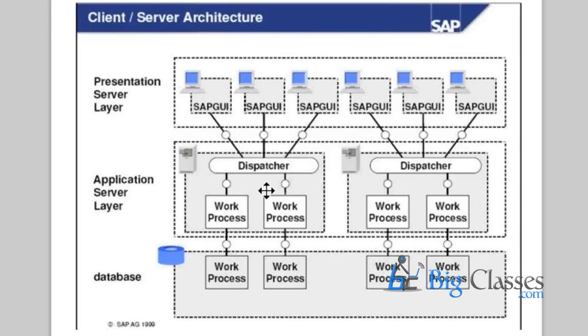Then Basis and security. The security team is responsible for the security of the system: which user has what kind of security, what kind of roles and responsibilities, what the user is doing on the system day in, day out. All these things can be logged. SAP will be logging every single action the user is doing on the system. So the security team is responsible for generating the logs, checking whether the user is doing anything he is not authorized to, and controlling the authorization of the user.